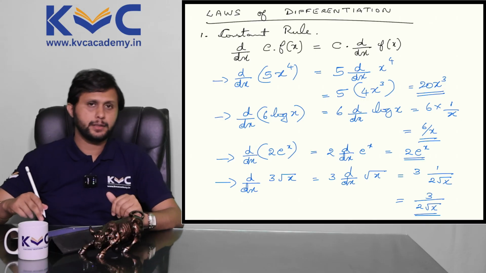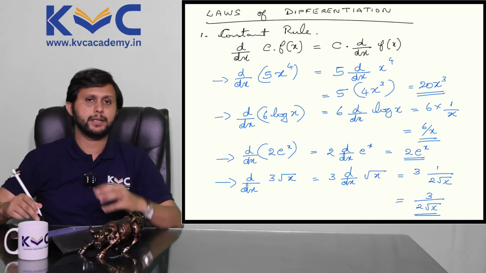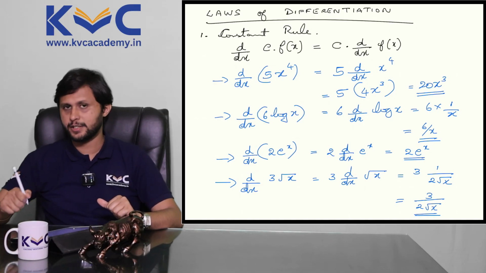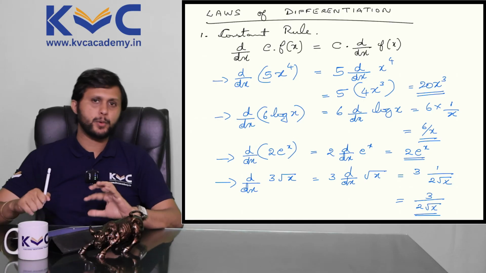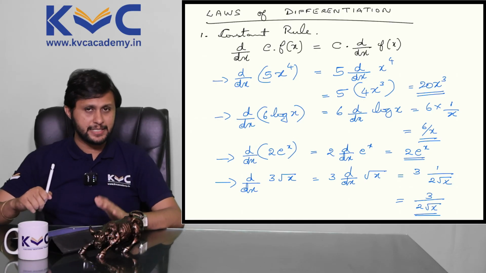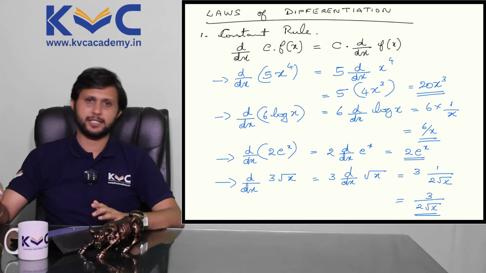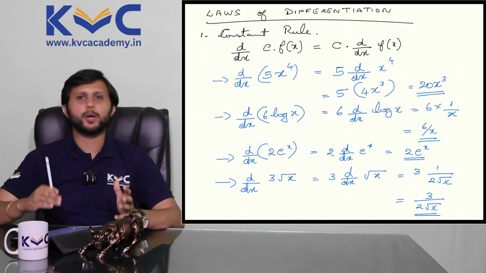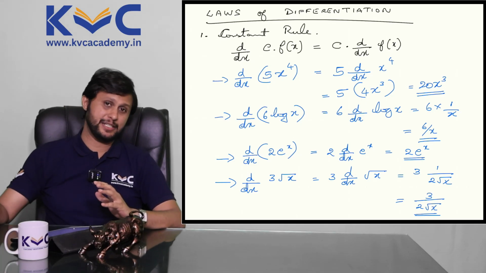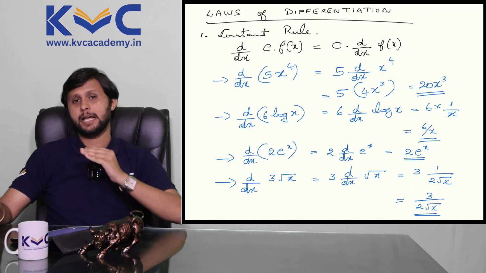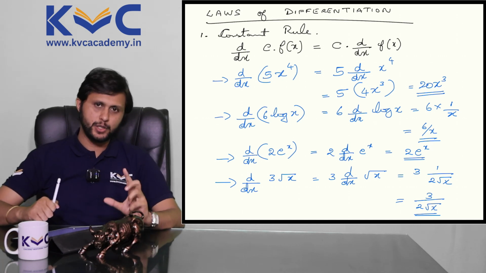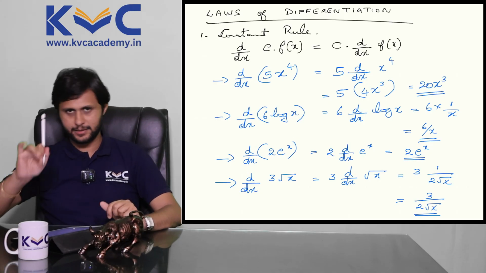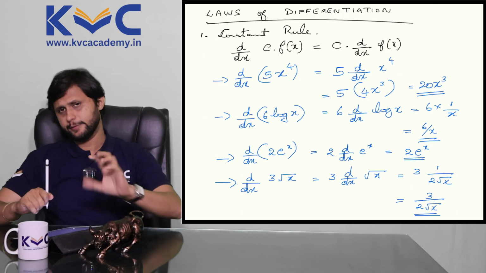After the standard formulas, we came to the laws of differentiation. First one is constant: keep the constant outside, differentiate the function. Sum and difference was simple. Product: differentiate first function, second function as it is, plus differentiate second function, first function as it is. Quotient rule: differentiate numerator, denominator as it is, then minus differentiate denominator, numerator as it is, divided by denominator square. Chain rule, function inside a function.